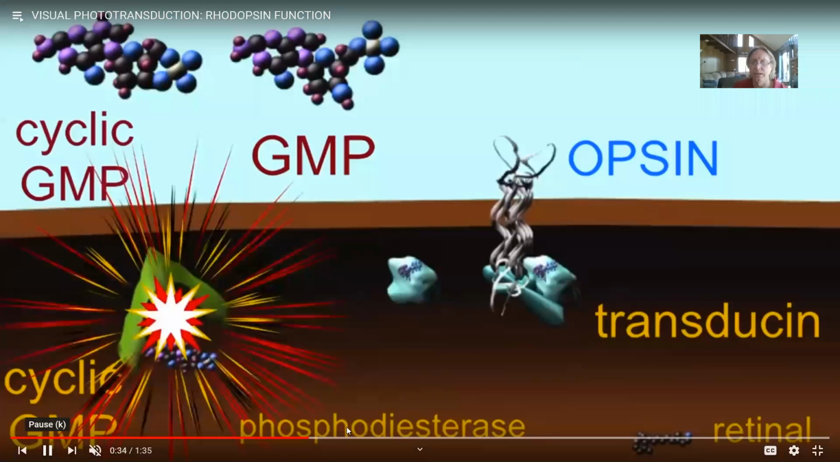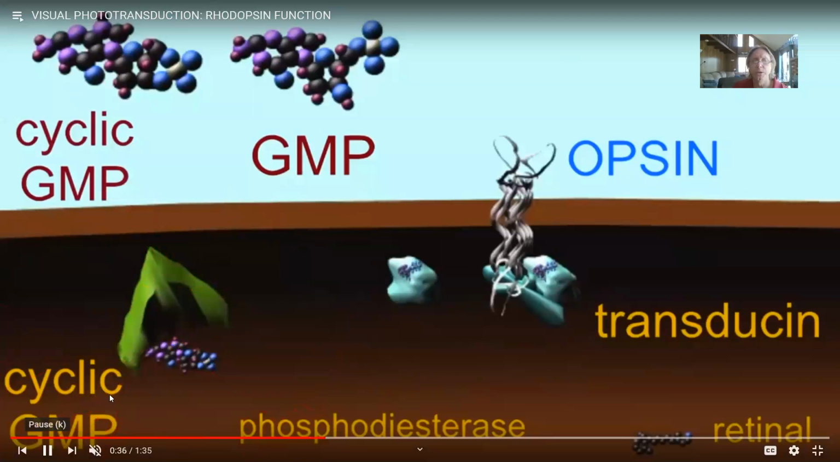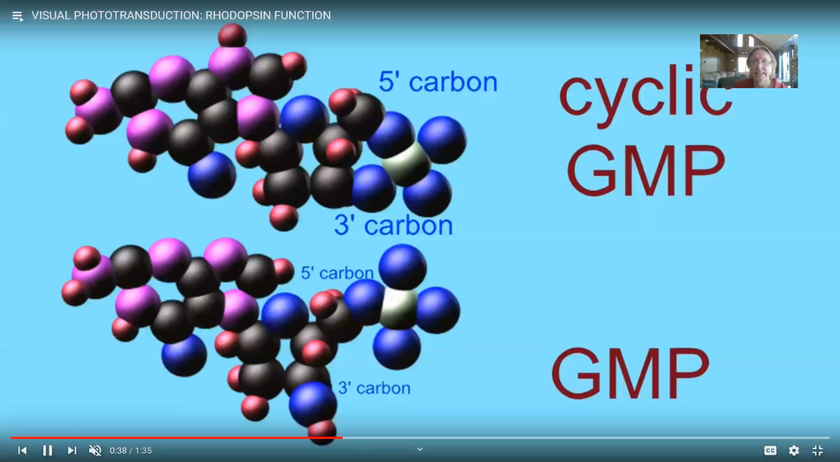It activates something called phosphodiesterase, which then changes cyclic AMP, or my fault, cyclic GMP. So you notice that there's a ring here because of how the phosphate attaches. So it's a cyclic form, cyclic GMP. This will then change to make a form of GMP which isn't cyclic.